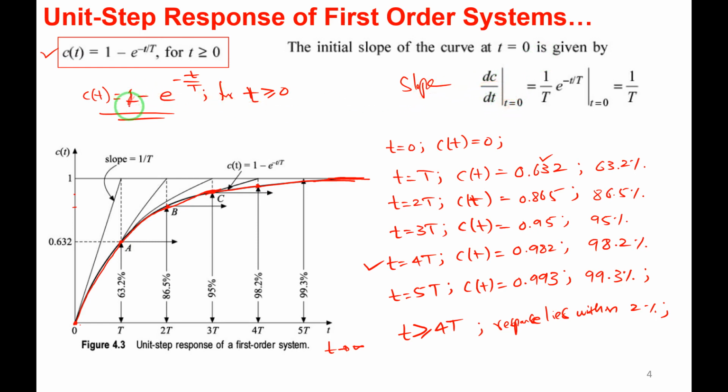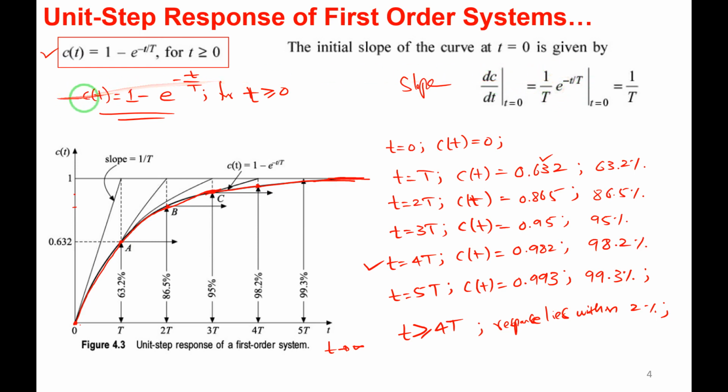So take the derivative of 1, which is 0. Then there is a minus, minus the derivative of e to the power of minus t by T. It is 1 by T into e to the power of minus t by T. This minus and that minus, minus into minus, will become plus. So I will be getting 1 by T into e to the power of minus t by T. I hope you are getting it.